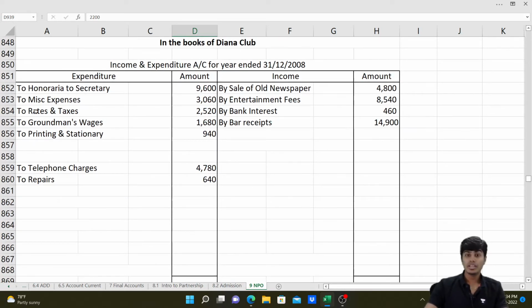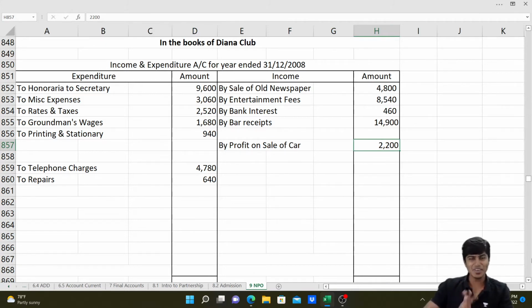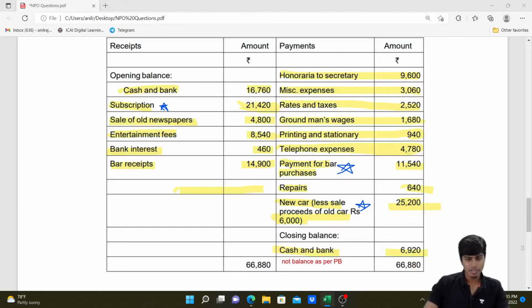See, there you go. Income and expenditure account. On the incomes, I'll write by profit on sale of the car 2,200. It's recorded now. Sorry, I went on to subscription account by mistake. So it is profit on sale of the car 2,200. Done. So what do we have after that? Car is done.